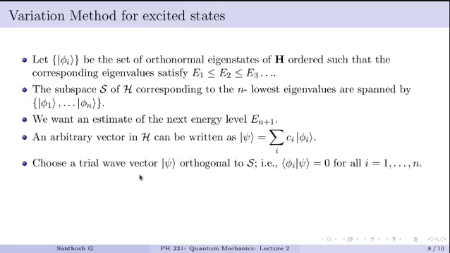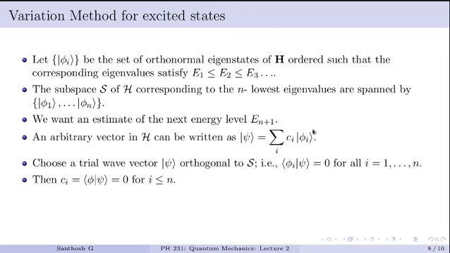Now, we consider a trial wave function that is orthogonal to the subspace S of the lowest n eigenfunctions. And this trial wave function should satisfy the following property. The inner product of phi I with psi should be 0 for all states phi 1, phi 2, etc. up to phi n.